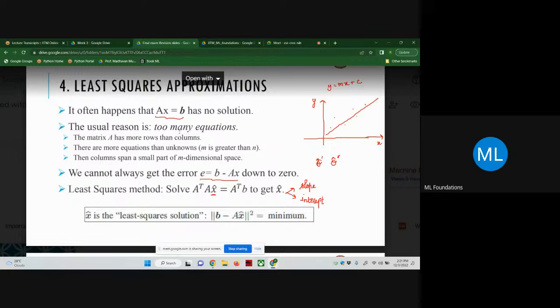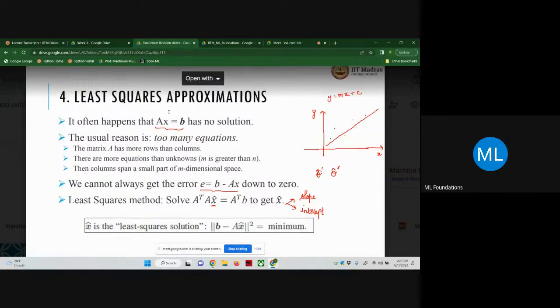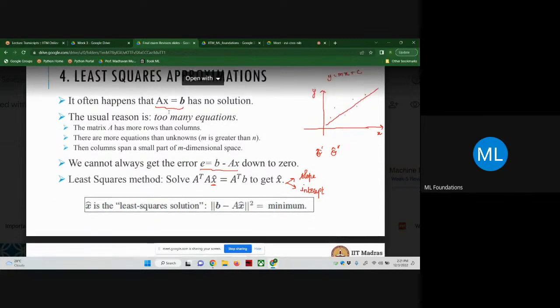So in this particular case, what are we going to do? We are going to find a vector x such that the difference between Ax and b, the error, is going to be the minimum. So how do you do it? You can get it by using this formula.